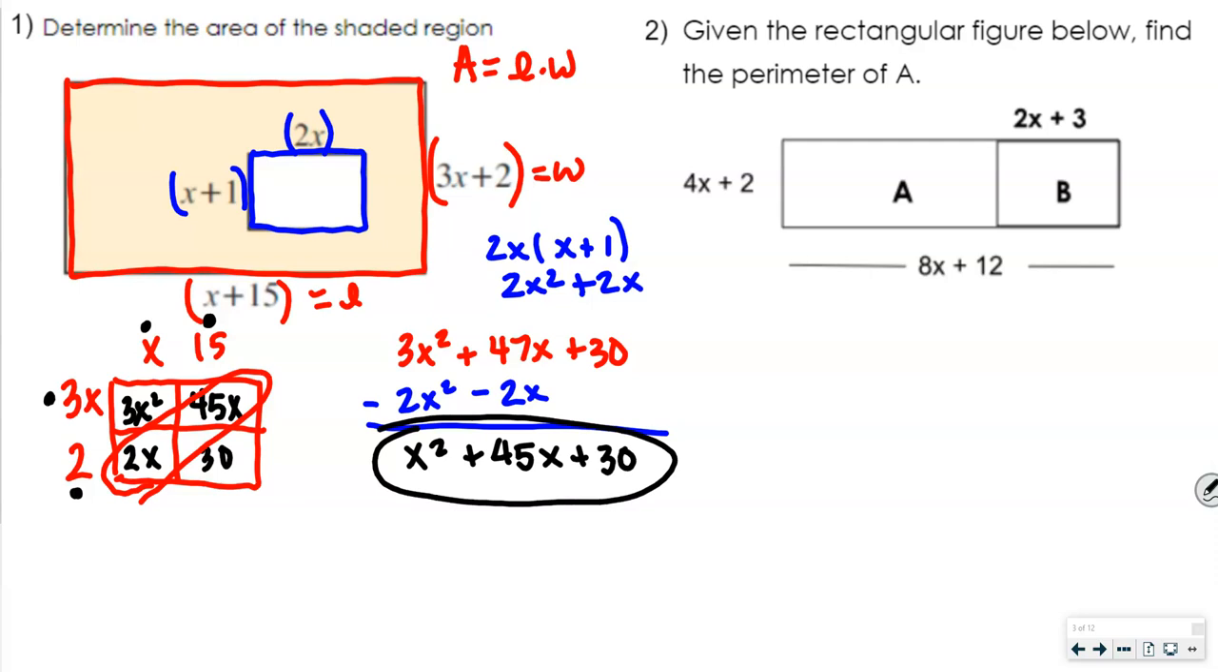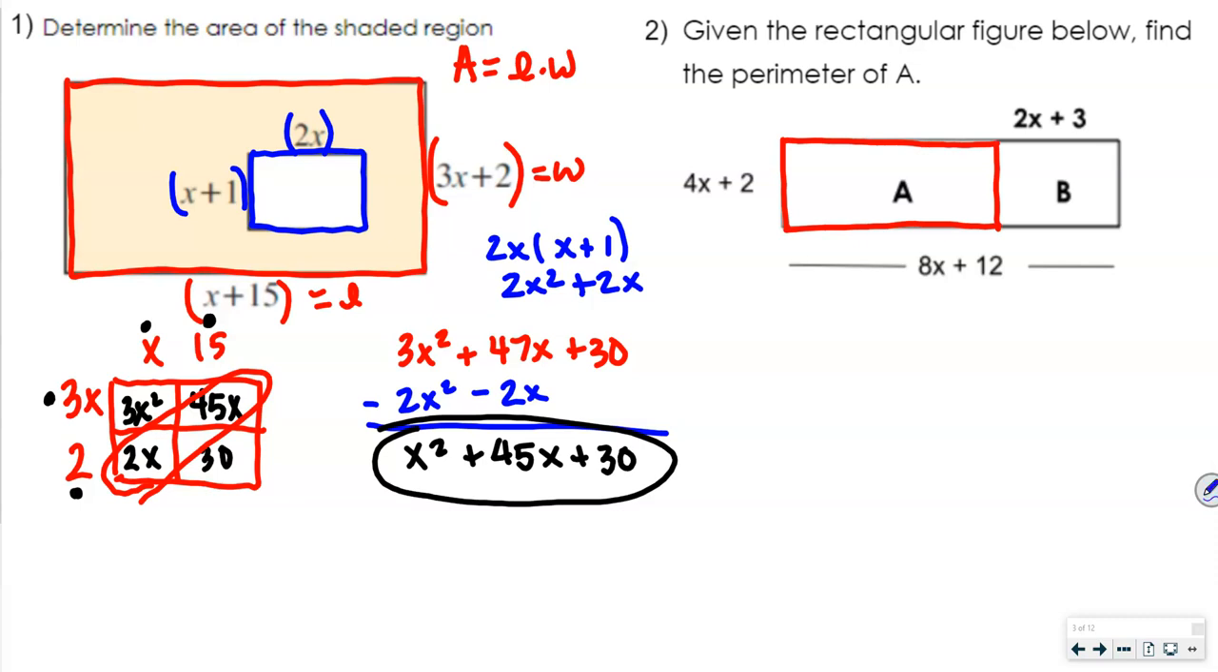Now, the next one says, given the rectangular figure below, find the perimeter. So what does perimeter mean? It means the distance around the outside of an object, right? So if it's asking us for A, then we're wanting this side and that side, which would be the same, right? And then we need this one up here and that one down there. We don't have that right now.